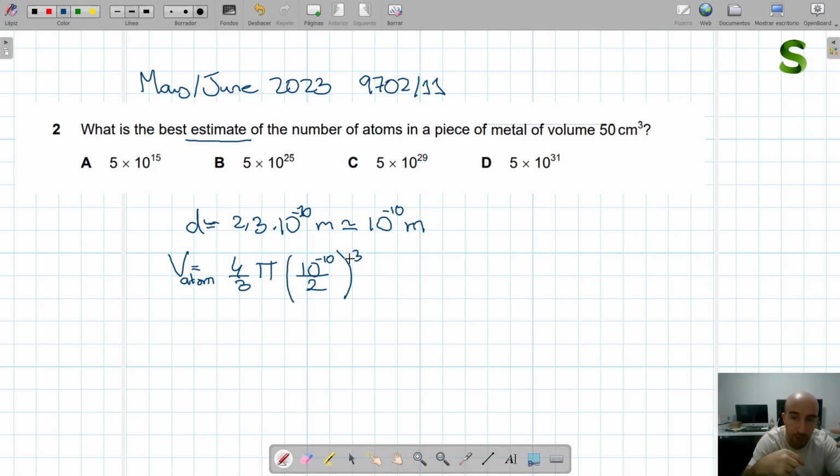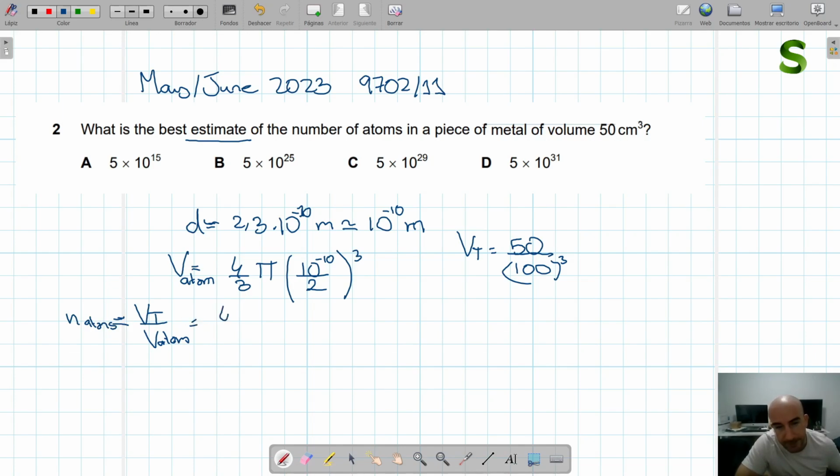So if we divide one into the other, we will get the number of atoms. So first of all, what is the total volume? Well, the total volume is given in centimeters cubed. 50 centimeters would be 0.5 meters, but it's cubed. We have to divide it by 100 to the power of 3. So that's 50 divided by 100, and it's cubed to the power of 3. So that's the total volume. And again, if we divide the total volume by the volume of one atom, we should get the number of atoms, which is what they want.